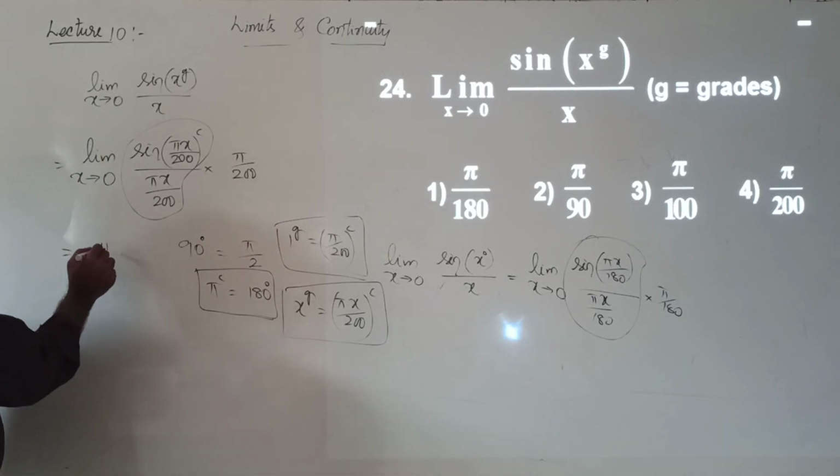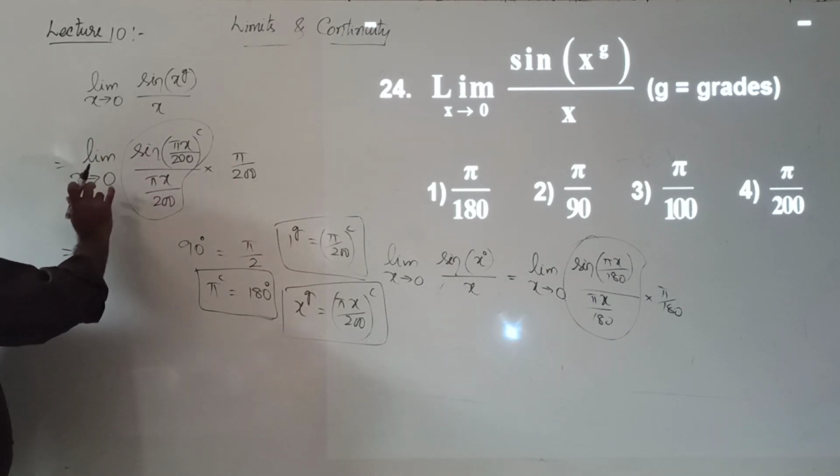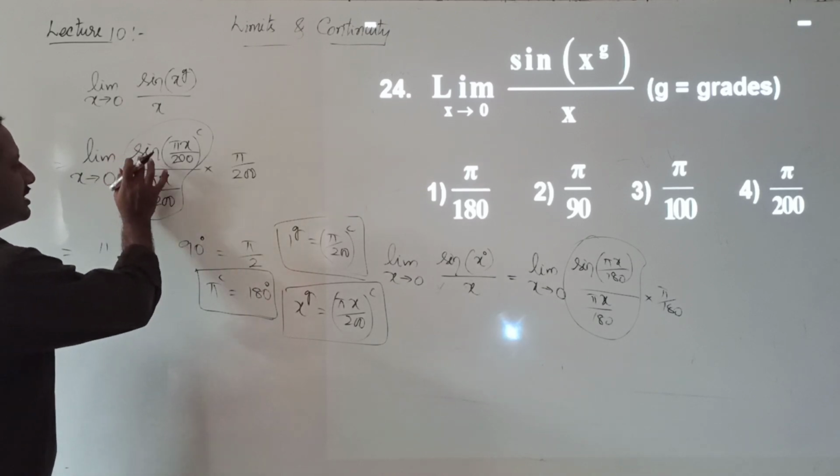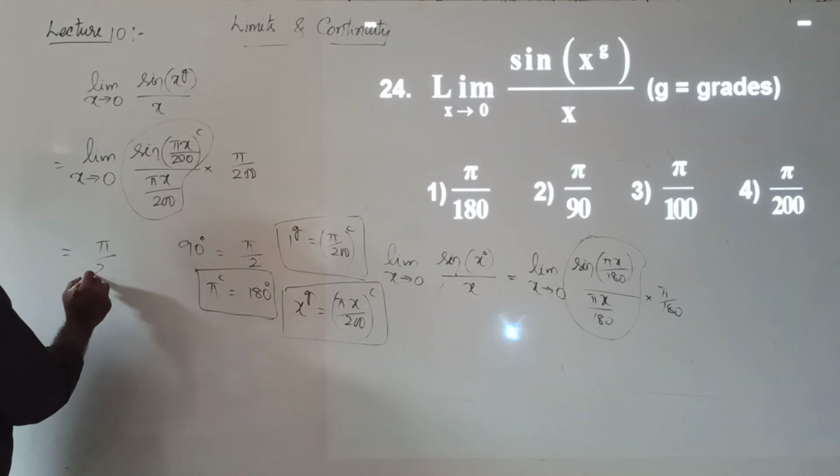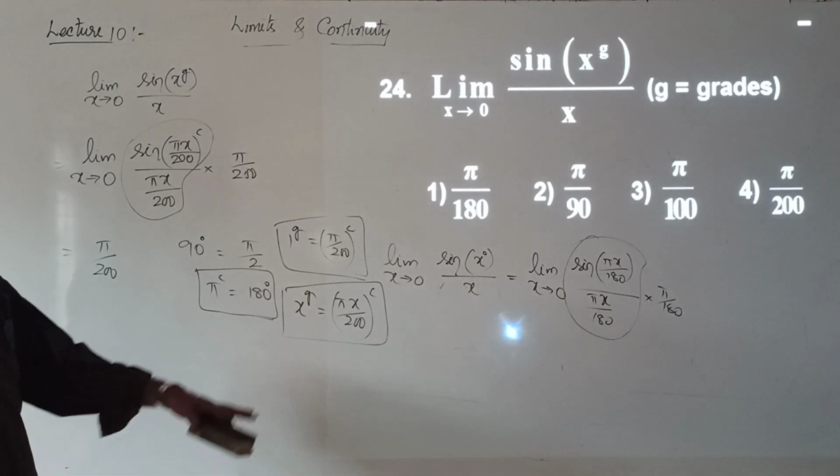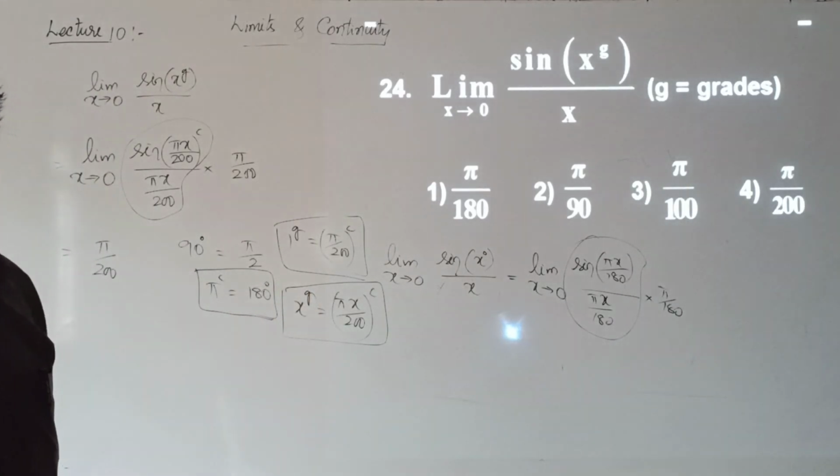So the answer would be, here this will give us 1, as x tends to 0, sin x by x is 1, into pi by 200. Hence the answer is pi by 200, which is the fourth option.